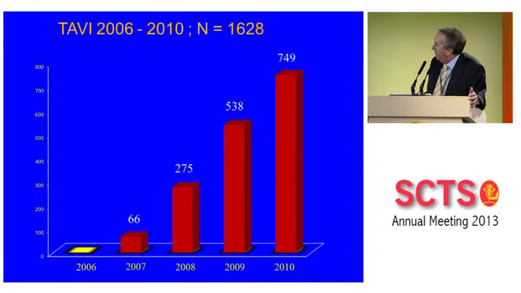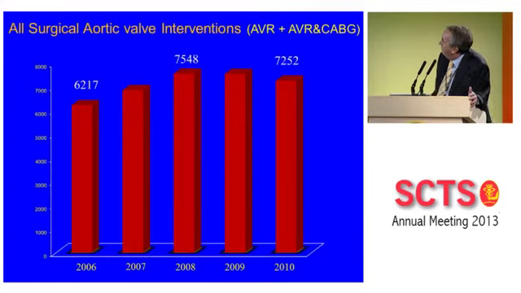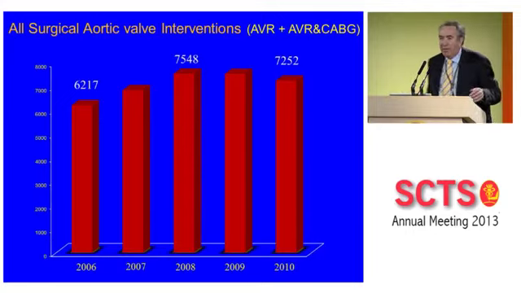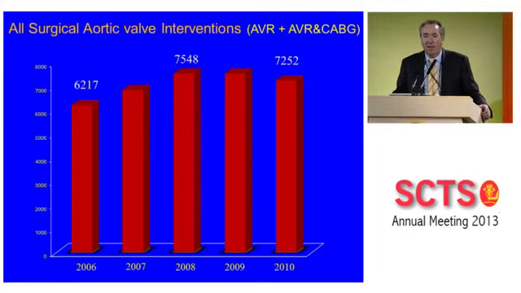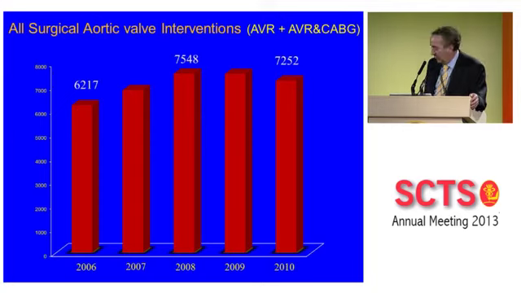What's happened with TAVI? Started in the UK in 2007, steady growth. In 2011 and 12, there are about between 1,000 and 1,100 cases. Looking at all surgical aortic valve interventions, you see that there has been a growth, but this seems to have plateaued from about 2008 onwards. So this steady growth that we've seen in surgical AVR seems to have plateaued in the last 2 to 3 years.